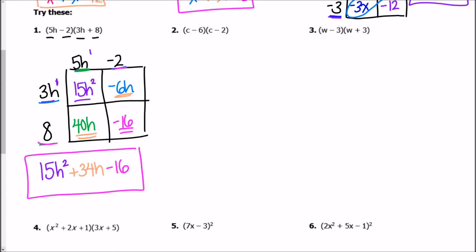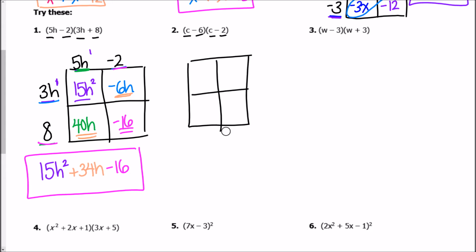Okay, all right, let's take a look at number 2. I've got 2 terms here and 2 terms here, so again, it's going to be 2 by 2. So here, I'm going to put c minus 6, so I've got c and negative 6. Here, I'm going to put c and negative 2. Okay, so to figure out what goes in this box, I'm going to do c times c. It's c to the power of 1 times c to the power of 1, so I get c to the power of 2. In this box right here, it's c times negative 6, so I get negative 6c.